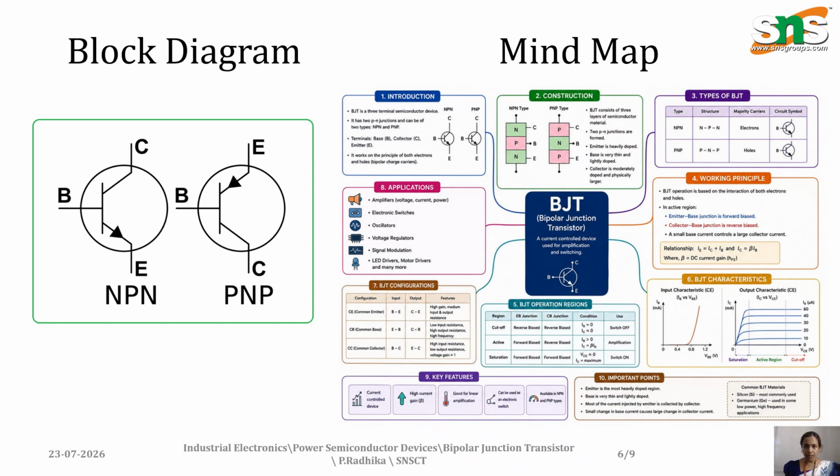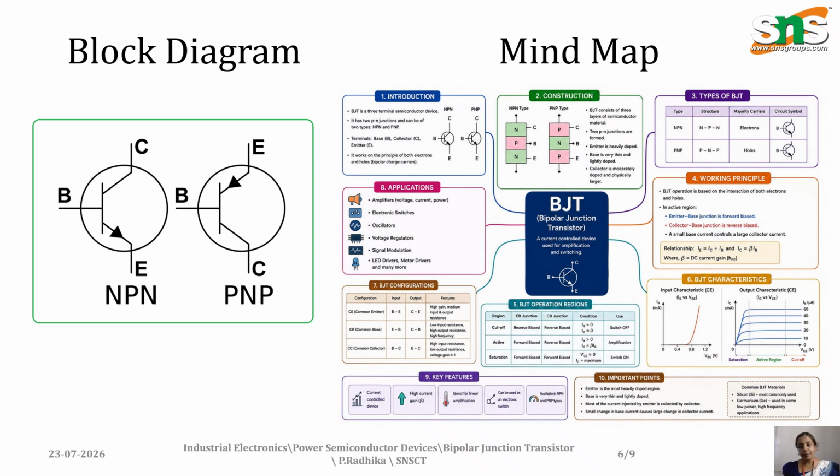In both the configurations, it is going to be the same. This type of bipolar junction transistors are mainly used for amplifier purpose. They are used in electronic switches to turn on, turn off. They could be used in oscillators. If I want to regulate the voltage, then these types of devices could be used as voltage regulators. They could be used in LED drivers and in motor drivers.